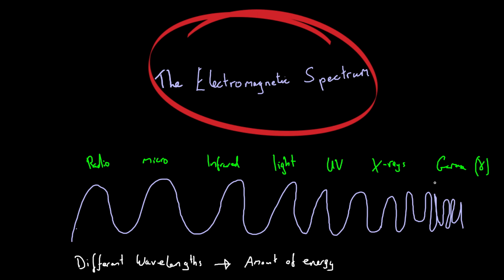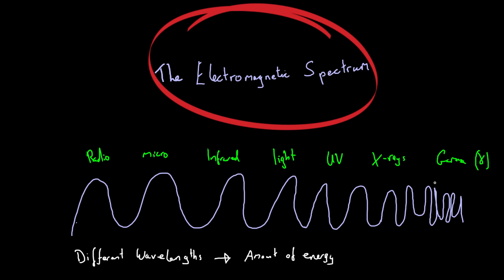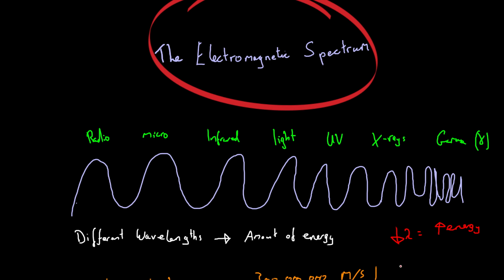But make sure you remember that the energy of a wave is related to its wavelength. So the low wavelength equals high energy, okay? So I'm just going to write that actually. So low wavelength equals high energy. As a result of that, high frequency also means high energy. Okay, so that's why gamma rays have the most amount of energy, because they've got the smallest wavelength and the highest frequency.